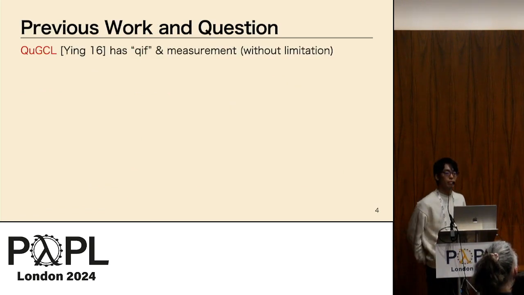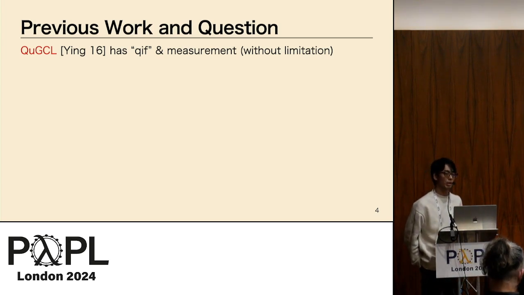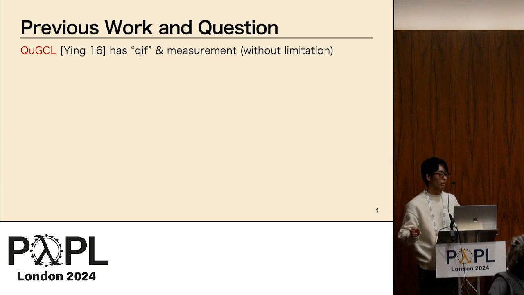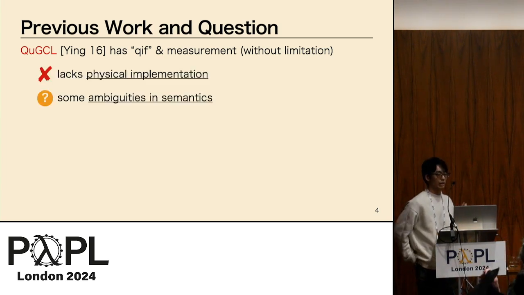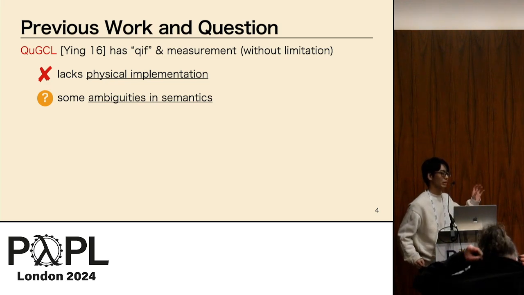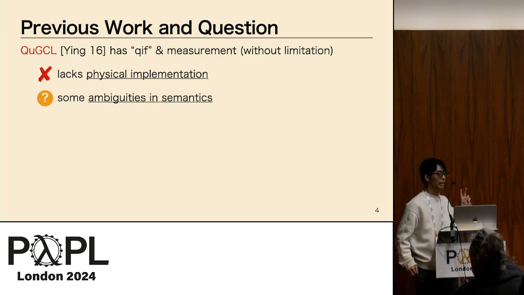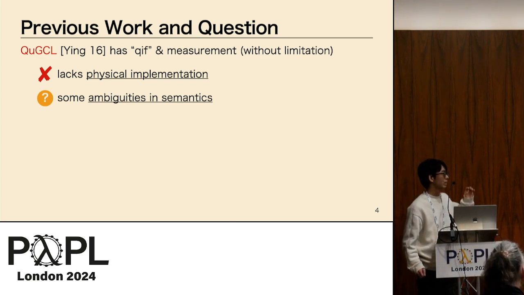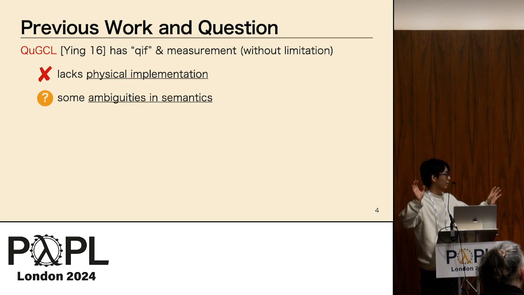Well, but there's a quantum programming language called QGCL, which has quantum myth and measurement without limitation of measurement appearing inside quantum myth. Yes, this is pretty nice, and Ying defined the semantics, but there are some remaining issues. The first issue is that in that semantics, we cannot know how to implement a program into a circuit. And the second issue is that there are some ambiguities in the semantics. It means that there's a parameter in the semantics, and if you choose a different parameter, you get a different semantics.